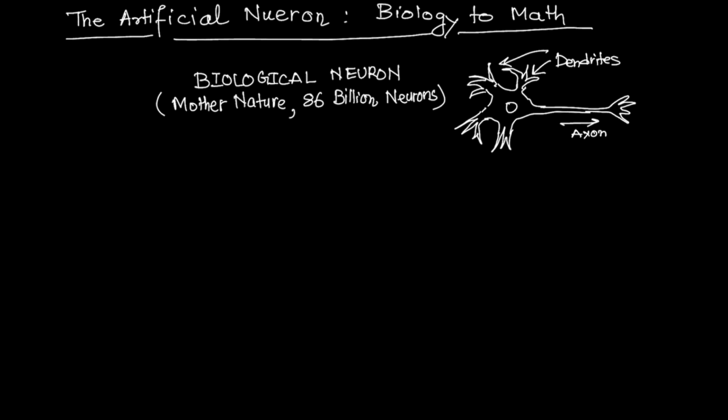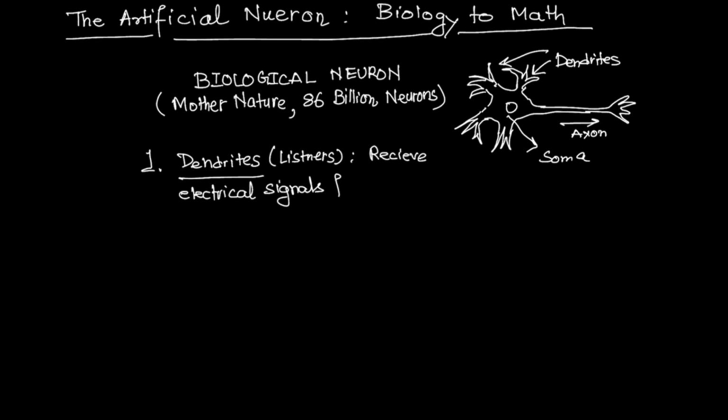Let's look at the three critical components of a biological neuron. First, we have the dendrites. Look at these branch-like structures extending from the center. These are listeners. Their entire job is to receive electrical signals, chemical messages from other neighboring neurons. Think of them as the ears of the cell.